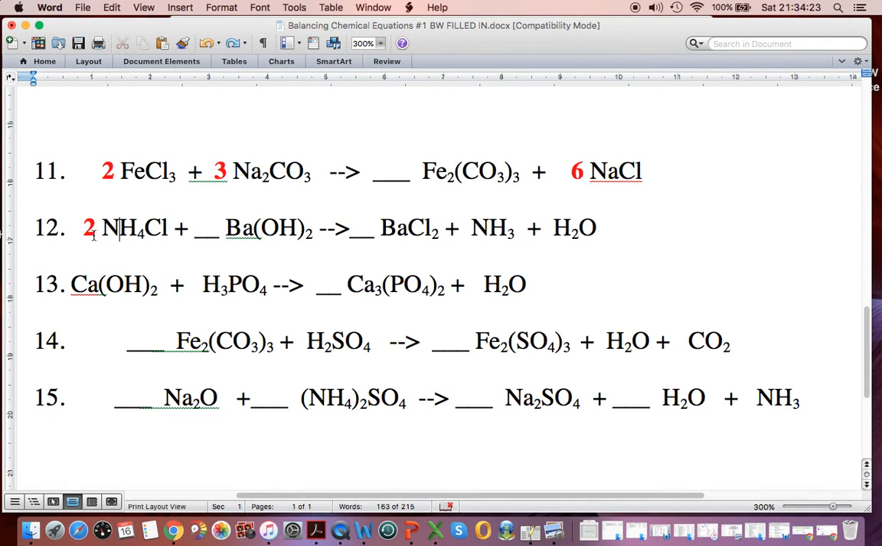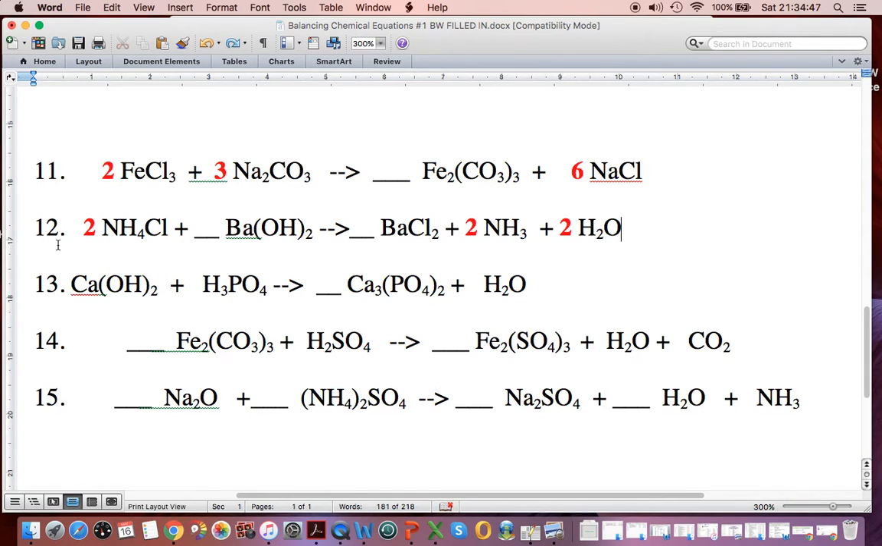And I do that by putting a 2 right here. Now the chlorines are balanced, but I've messed up the nitrogens. 2 there, so I got to put a 2 here. So now I have 2 nitrogens. And I'm checking things out here. Let's see, how many oxygens? 2 oxygens there, only 1 oxygen here. So I put a 2 there. And the oxygens are balanced.